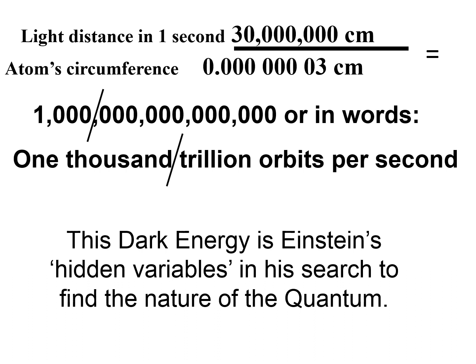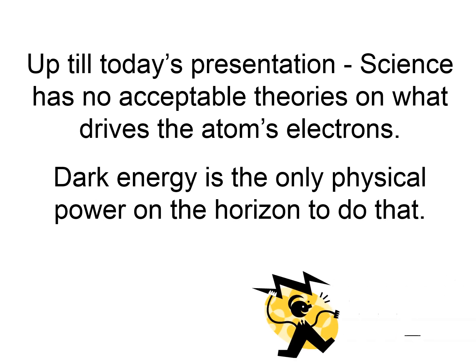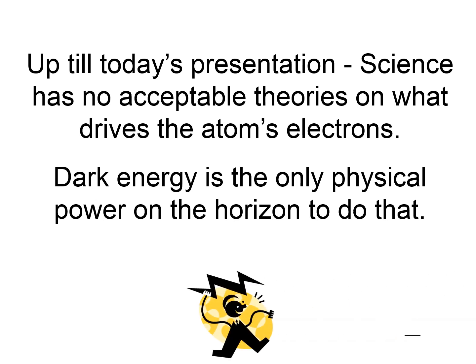Dividing the distance that light travels in 1 second by the circumference of an atom equals approximately 1,000 trillion orbits per second, creating that spherical shape. This dark energy is what Einstein searched for in a search to find the nature of the quantum world that he never found. Up till today, science has no theories on what drives electrons. Dark energy is the only physical power on the horizon to do that. And we must note that the so-called kinetic energy of motion is associated with atoms being driven by the only existing theory, that of mine presented here today, dark energy.